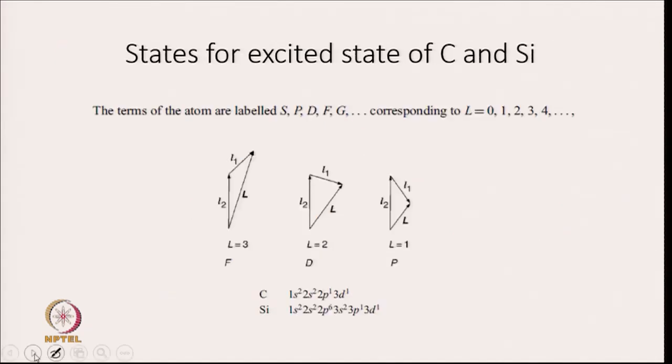Now, let us go and look at the states. Once we have calculated the L value, we can label the different states. The way we discussed last time, L equal to 0 corresponds to S, L equal to 1 corresponds to P, L equal to 2 corresponds to state D, and L equal to 3 corresponds to state F. And we showed you last time that for carbon and silicon, L is equal to 3, 2, 1. So, we have F state, D state and P state. So, both carbon and silicon are going to have F state, D state and P state.